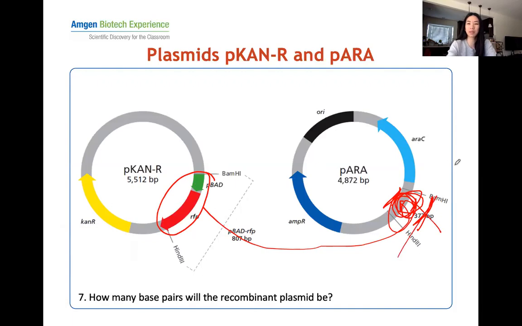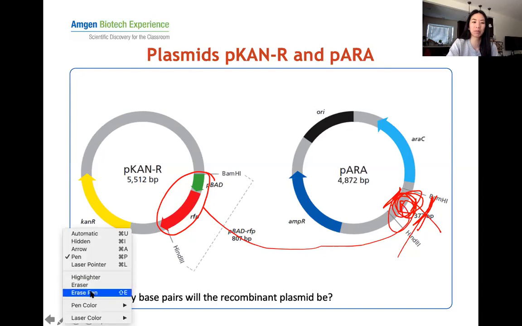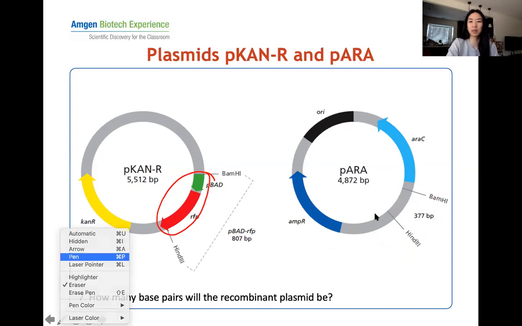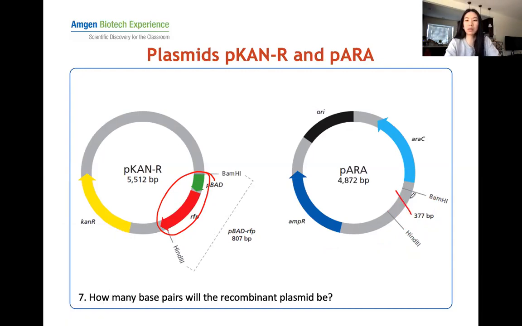Ooh, that's really ugly. All right, but if I was to combine those 2 pieces, number 7 is how many base pairs will the recombinant plasmid be? Let me see if I can erase some of this because it's ugly. All right, let me try to redo that. Well, okay, no, this piece, swap it with, so we're taking this one out and we're gonna put this piece there instead. Okay, so number 7 would be how many base pairs would this new recombinant plasmid be?